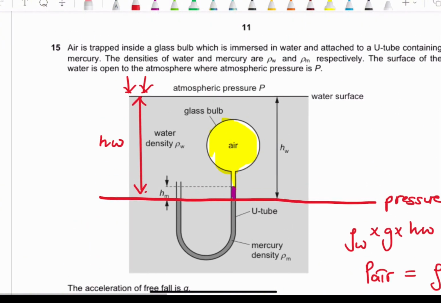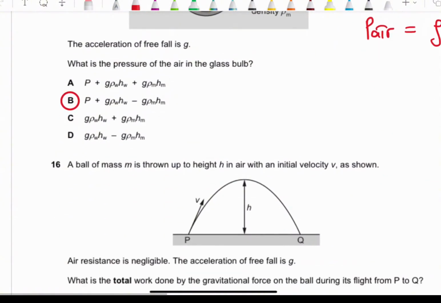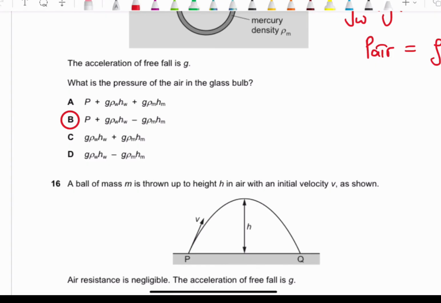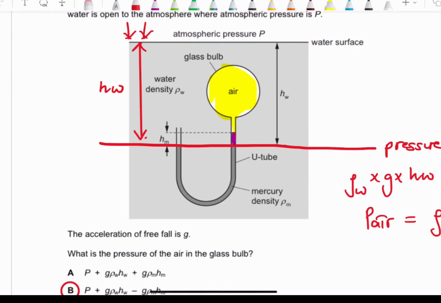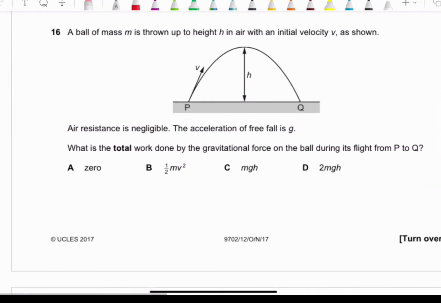So as you think about this, when you're at the same level, the pressure is going to be the same at that level. So it's just a matter of finding the pressure on the left, the pressure on the right, equating the two and finding the answer that you want. Okay, move on to question 16.